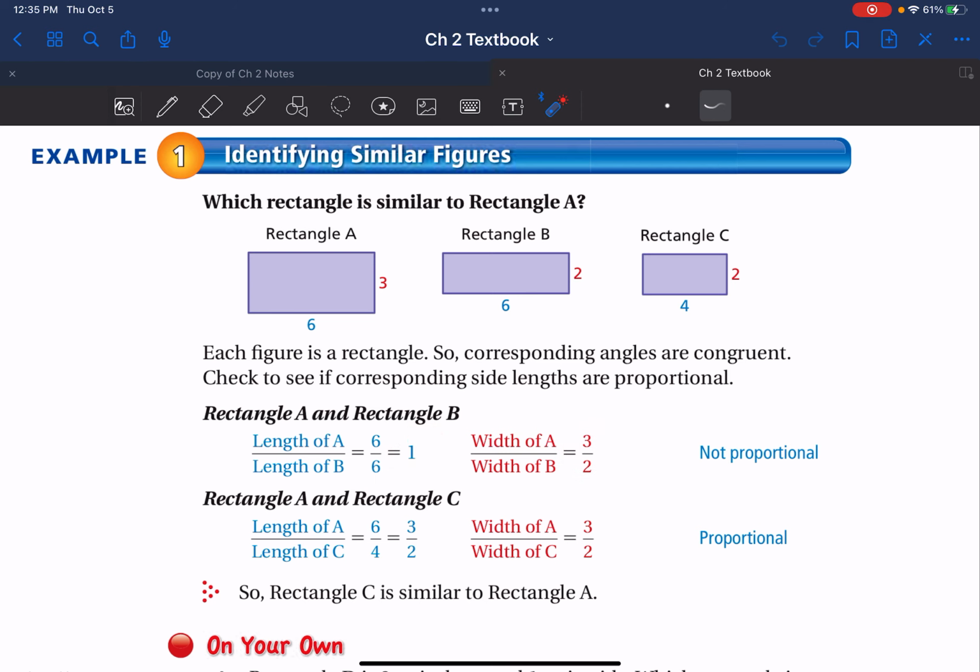Let's set up another proportion, but this time with these side lengths and rectangle C's side lengths. 6 is to 4, so they put 6 over 4, which is the same thing as 3 halves when you reduce, is to 3 over 2. Do you see how we got the same fraction at the very end? That means they are proportional. I have a few ways that we can find proportions. One way is you can turn them into fractions and see if they equal the same fraction. Another way is to do cross products. We're going to do that in a second. Let's go back to your notes.